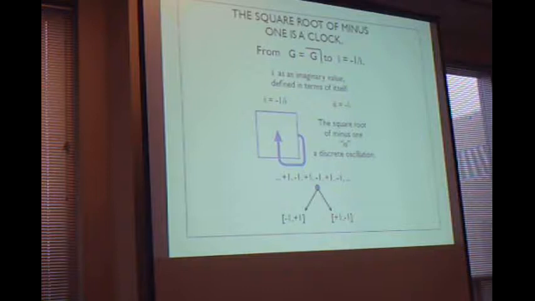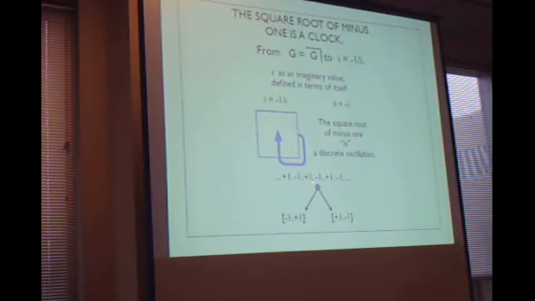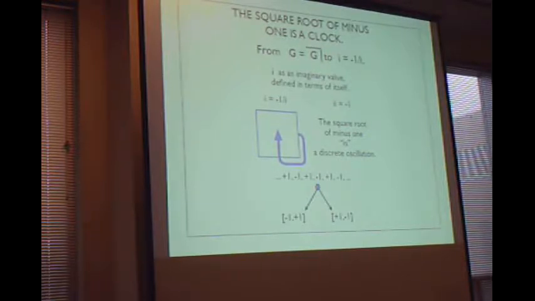We'll have to figure out how to multiply. And we do that. Well, there are two ways to look at this oscillation. One is that it starts at minus equals plus, and the other is that it starts at plus equals minus. So that's a suggestion. Maybe that's I and its conjugate.